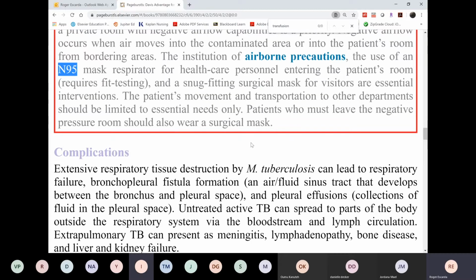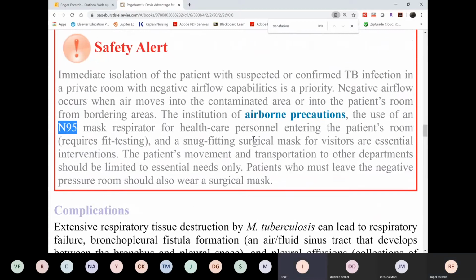But Professor, can't the family members still be highly susceptible to catching it if they just have a surgical mask and not an N95? Because the surgical mask wouldn't really filter out all of the airborne stuff.